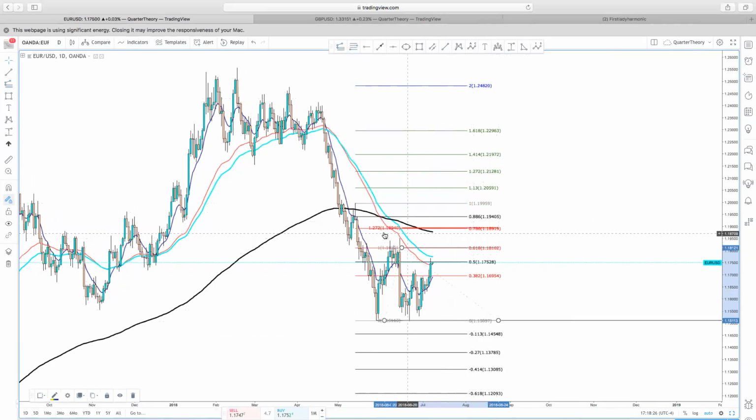And look where it's at. 272 and 786 line up perfectly. Perfectly. And so we're good to go on that one.